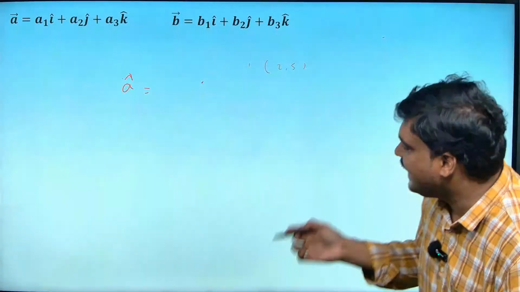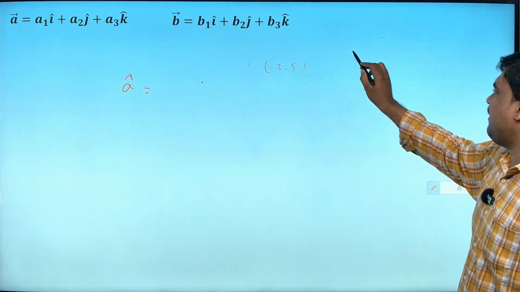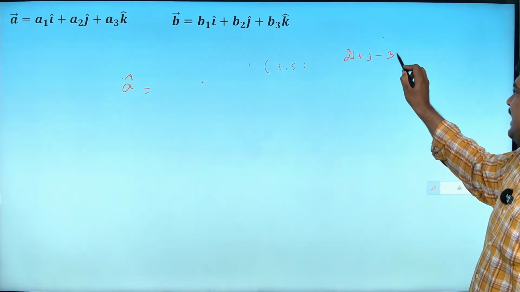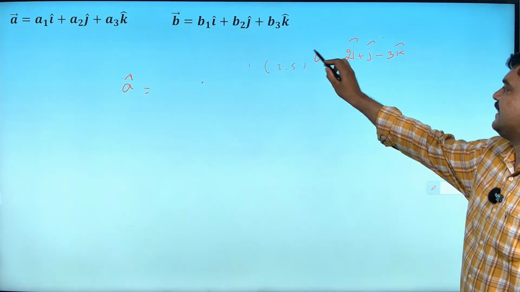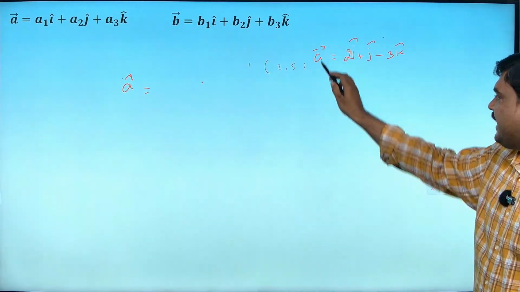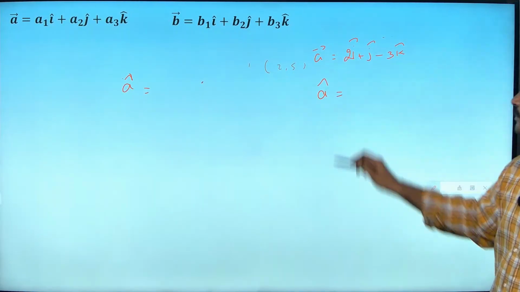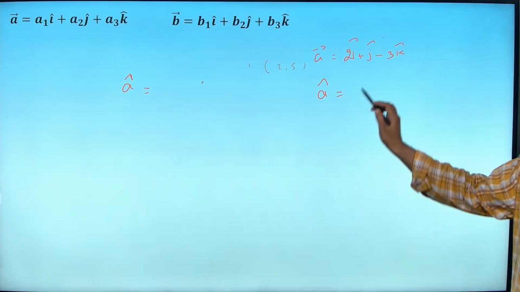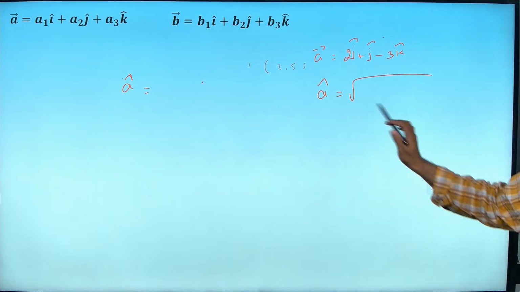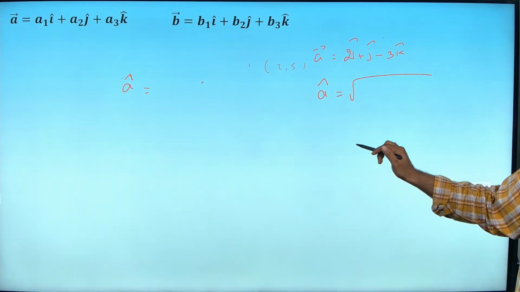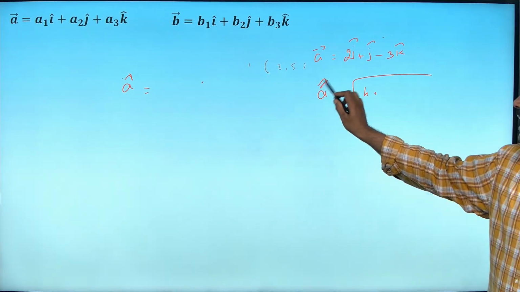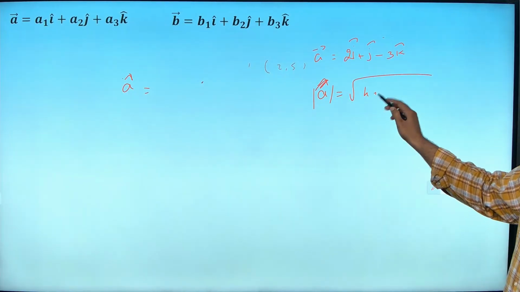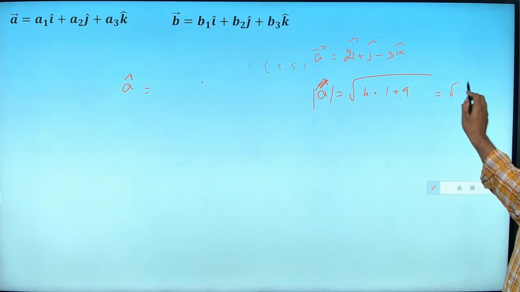Sir, how to convert a vector to a unit vector? Suppose I have 2i plus j minus 3k, I will take this as a vector. For its unit vector, instead of writing a vector, I will put a cap. Whenever I put a cap, it means only its direction. So a cap. First, what is the magnitude? I will represent it as modulus of a. Mod of a is equal to root of 4 plus 1 plus 9.